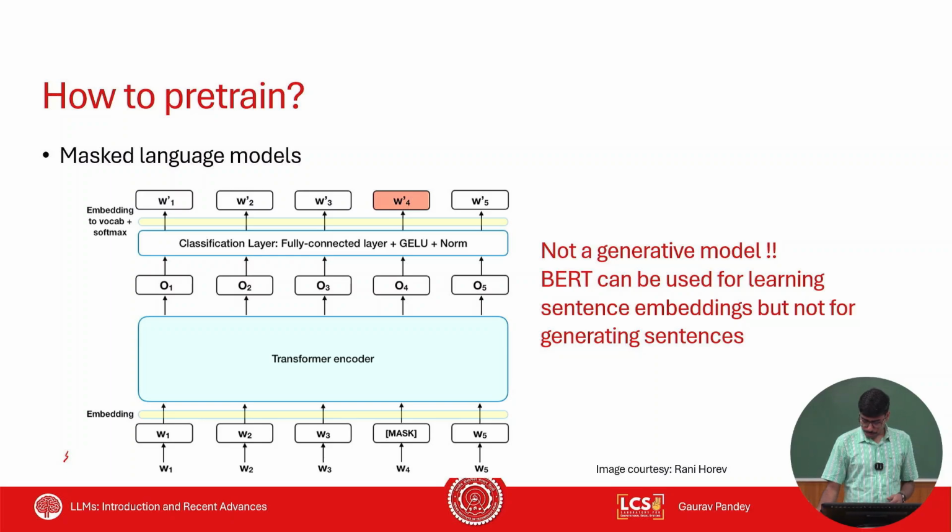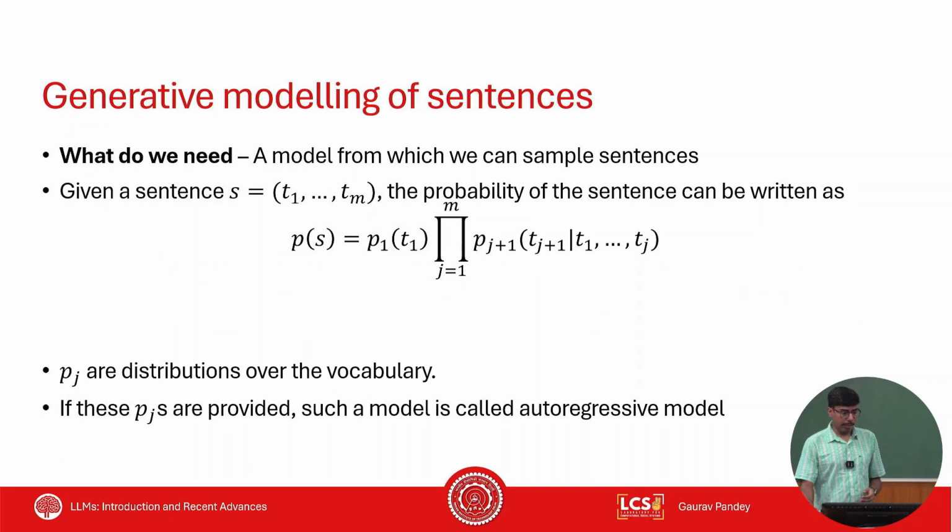Okay, so what can we do? By generative model for sentences, what I mean is a model from which we can sample sentences. And here we will be talking about probabilistic models. If I give you any sentence, which is a sequence of tokens, the probability under any probabilistic model over sentences can be written in this form. This decomposition has nothing to do with the model assumption. This is true irrespective of what you want to do. You can always decompose the joint probability distribution in this form.